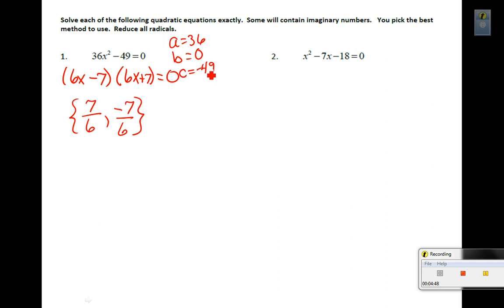Here's my number 2. x squared minus 7x equals 18. I'm still going to look to see if it's one of those on the flow chart.